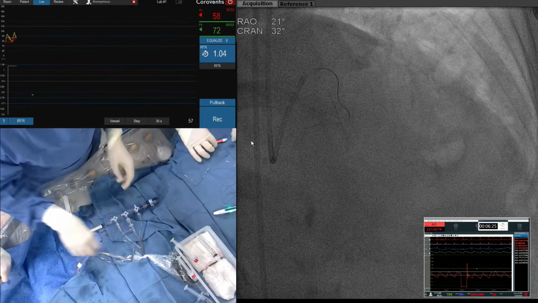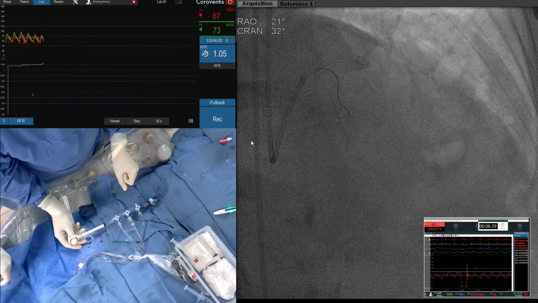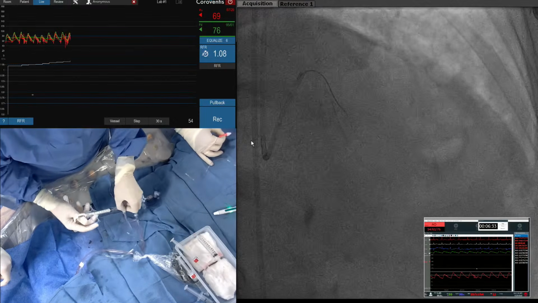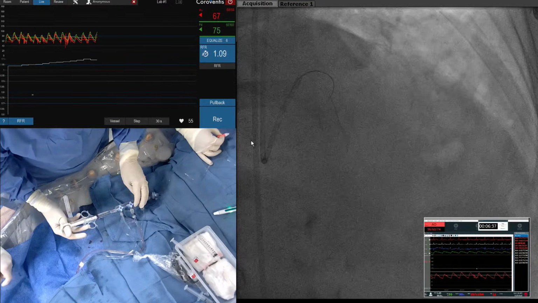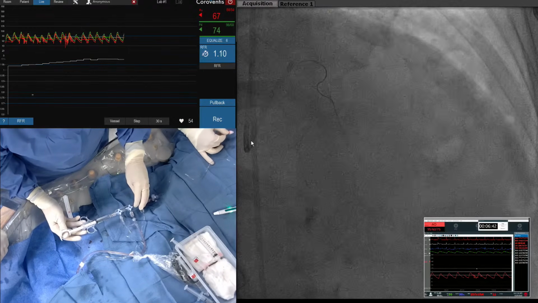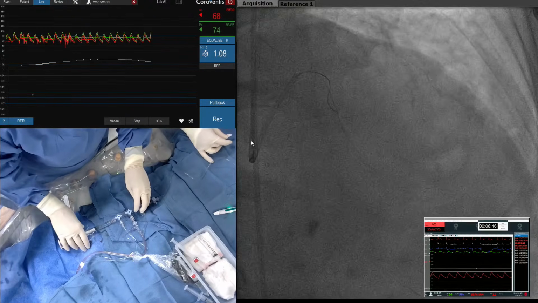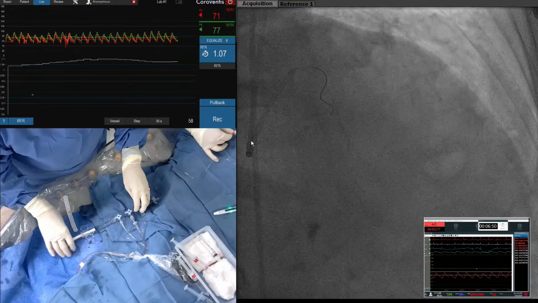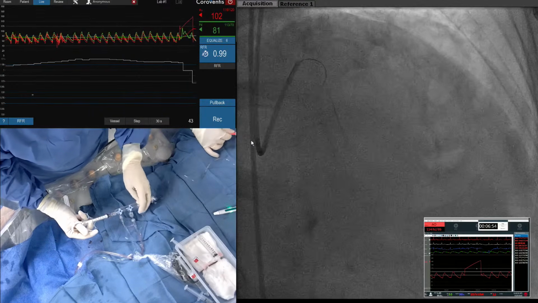I usually go with my torquer, although I never use it for the usual PCIs. We use it for this because the wire sometimes doesn't obey. This is a little bit tortuous. I'd love to have a better curve. It's going into a septal. Get a run through. Yeah, because of the torque, there's that septal. Let's do a little bit more. Yeah, we're good.